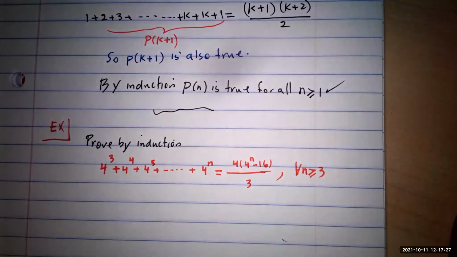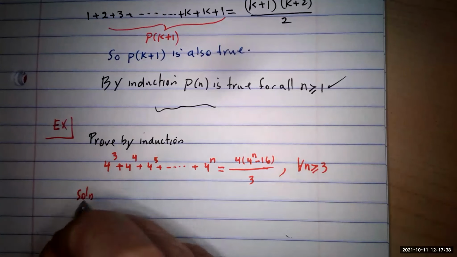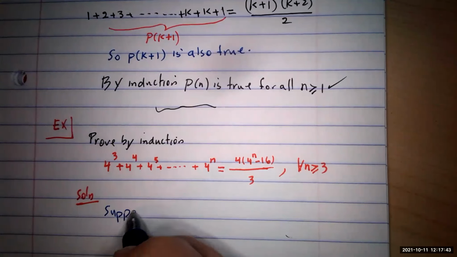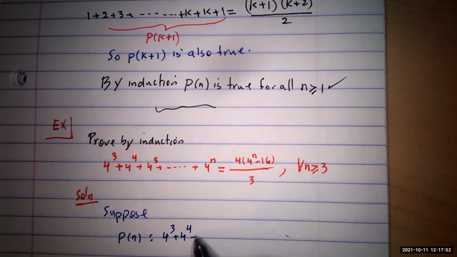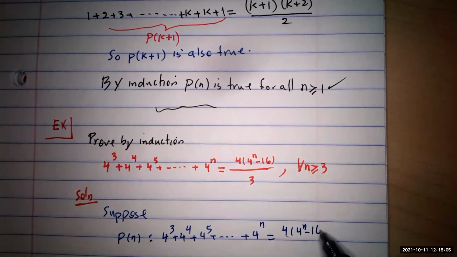Okay, are you ready? Step one, the problem. What's Pn? Nicely form the Pn. That's it. This is going to be our solution. So tell us what you mean by Pn. Suppose Pn is just this identity. Pn is the fact that 4 cubed, 4 to the 4th, 4 to the 5th, plus 4 to the n, is equal to 4 times 4 to the n minus 16, over 3.